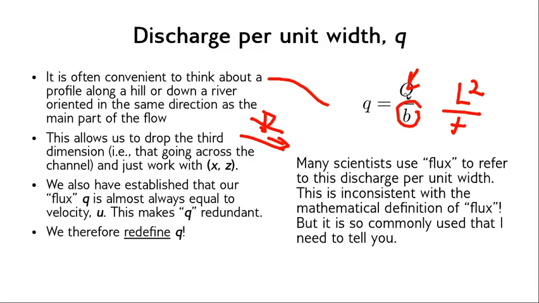So there you go. Here's your mathematical background with a little bit of geomorphological and open channel flow commentary on top of it. We have discharge per unit width, discharge, velocity, and flux. Four important terms to know as we go through and start to develop more process-based understanding of the geomorphic system.